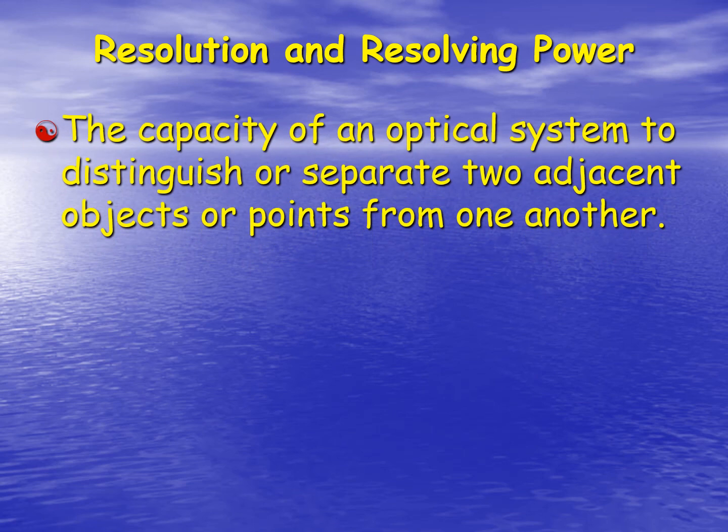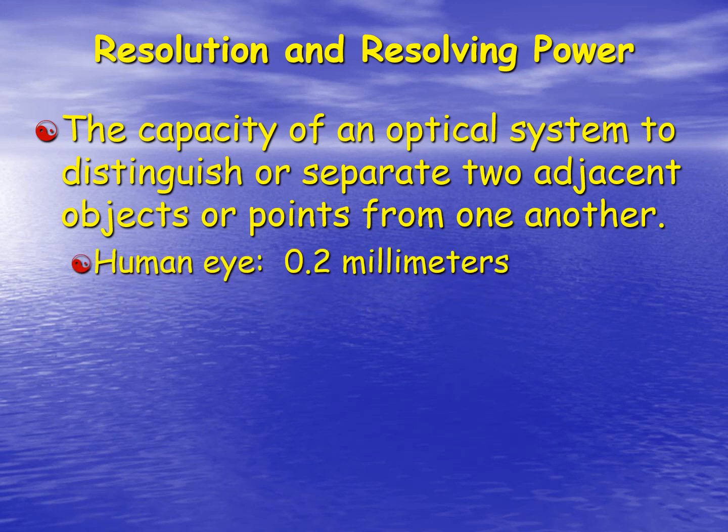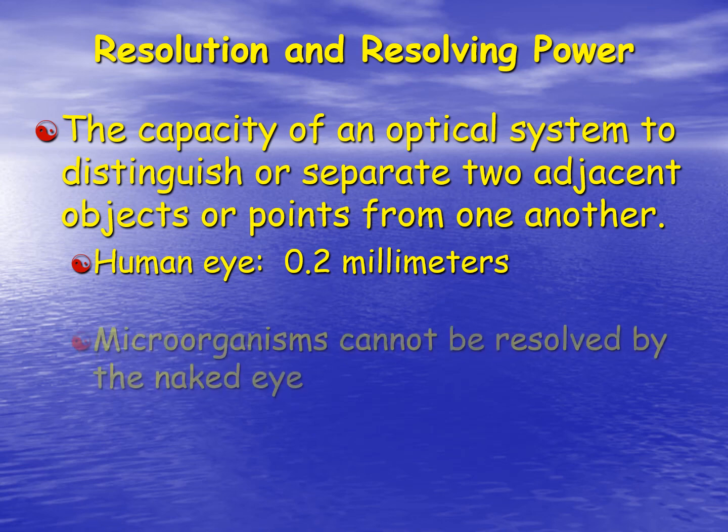Resolution and resolving power is the capacity of an optical system to distinguish or separate between two closely adjacent objects or points from each other. I said that our eye by itself, depending on how good your eye is, can actually distinguish down to somewhere between 0.2 to 1 millimeter of separation. So we can get about to that area.